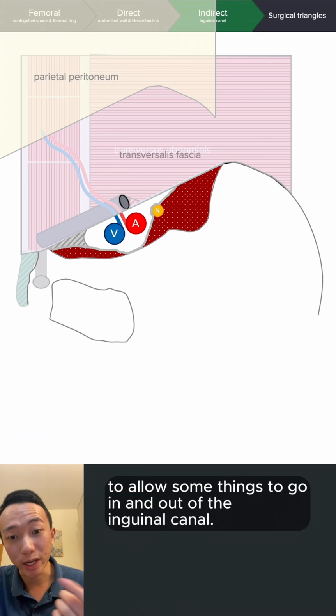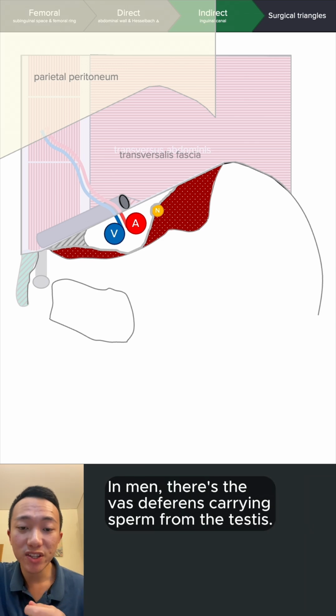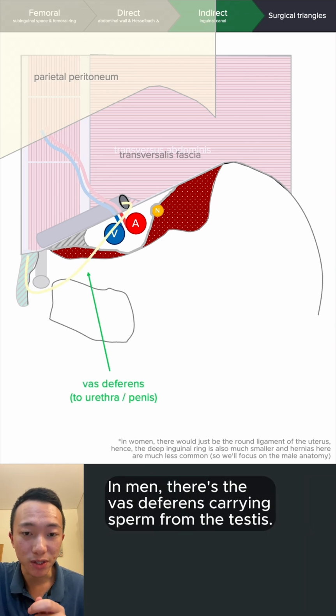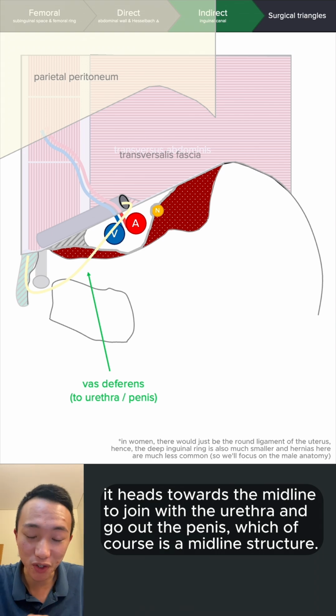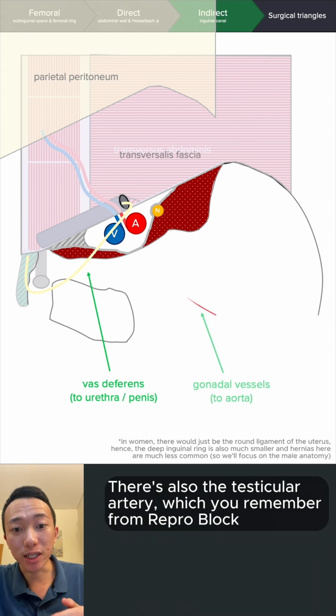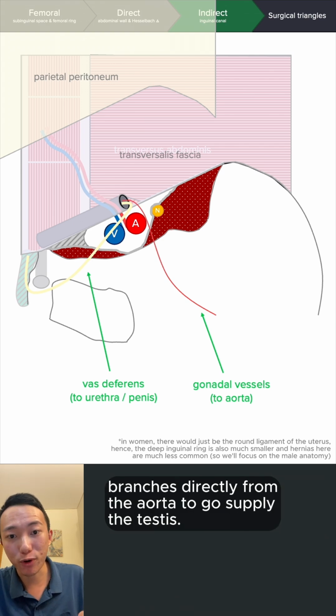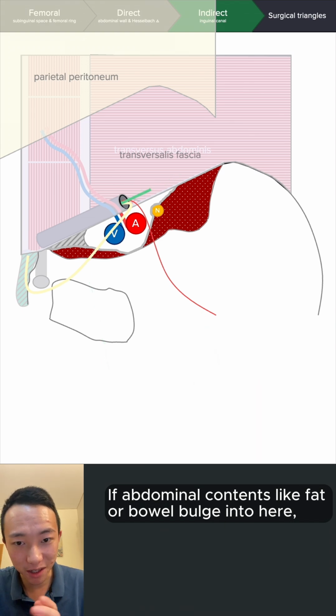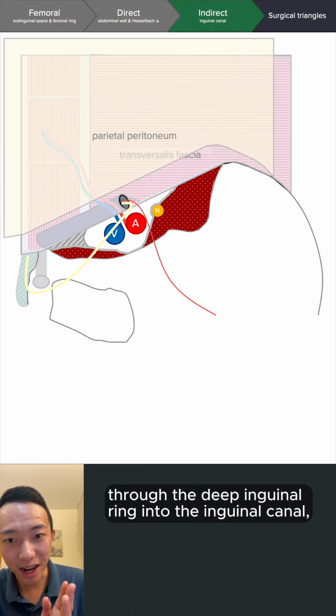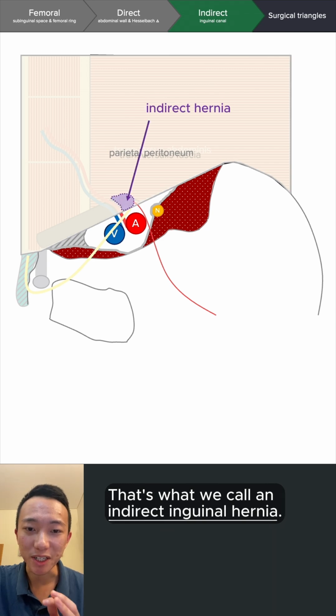Alright, now let's put a little opening in the transversalis fascia at the deep inguinal ring to allow some things to go in and out of the canal. In men, there's the vas deferens carrying sperm from the testis. It heads towards the midline to join with the urethra and go out the penis, which of course is a midline structure. There's also the testicular artery, which you remember branches directly from the aorta to go supply the testis. If abdominal contents like fat or bowel bulge into here, through the deep inguinal ring into the inguinal canal, that's what we call an indirect inguinal hernia.